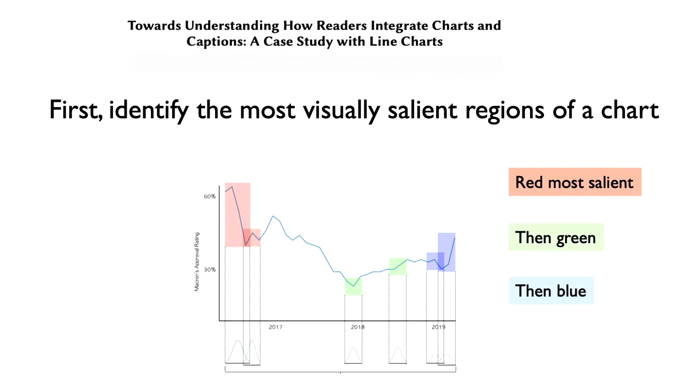Here, the parts outlined in red are the ones they computed to be the most visually salient, then the green, then the blue. And they artificially created a whole lot of charts with these properties.